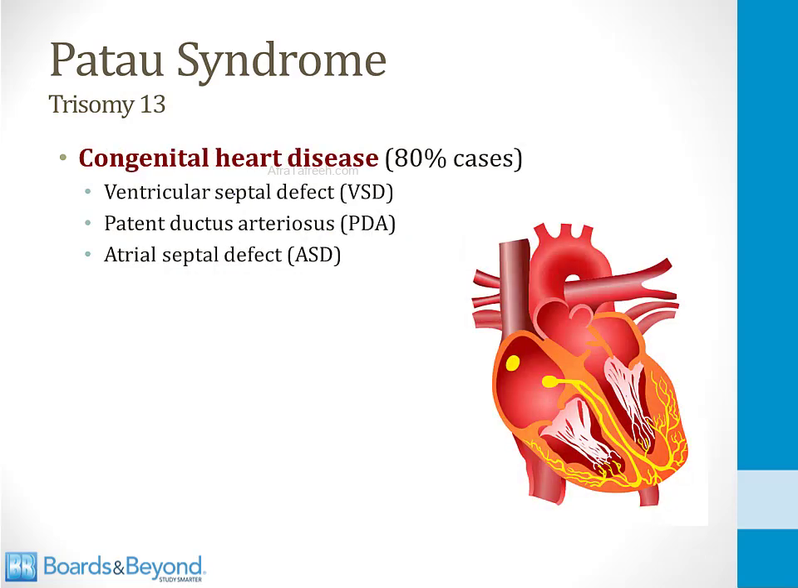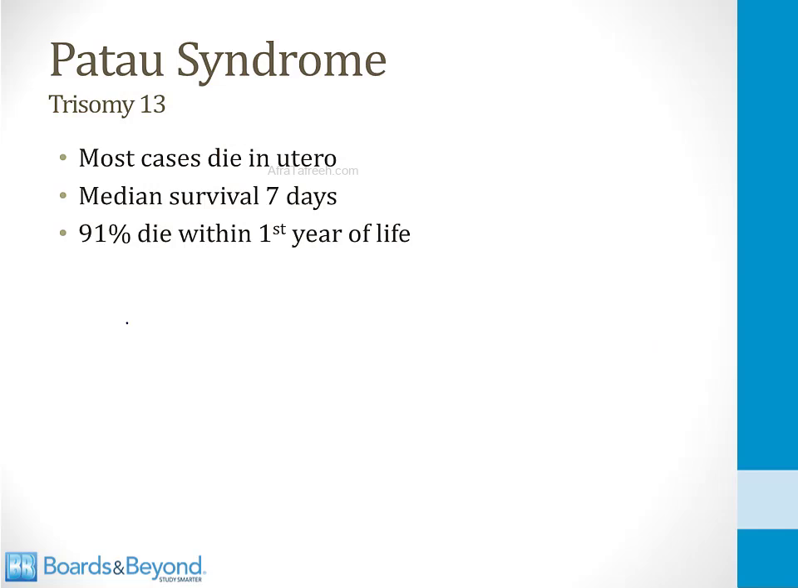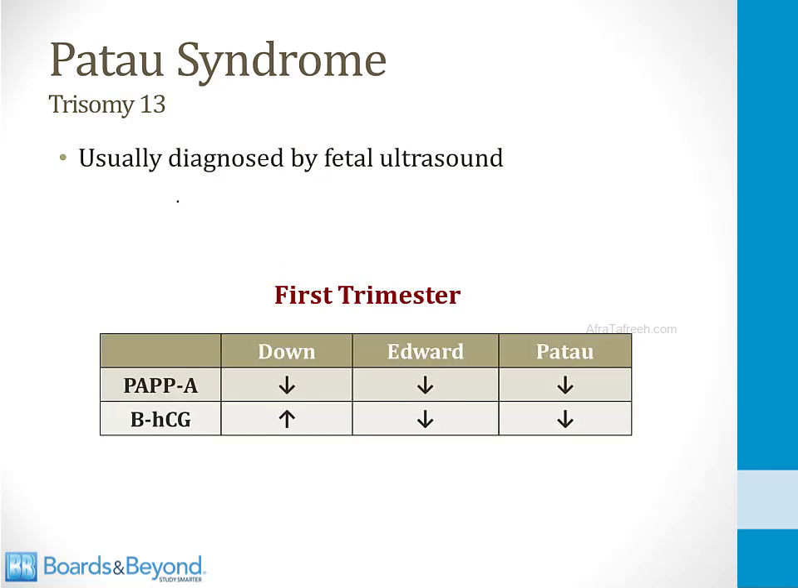Congenital heart disease is very common in trisomy 13, seen in 80% of cases. It can include ventricular septal defects, PDAs, and atrial septal defects, among many other abnormalities. As I said before, this is a very severe chromosomal anomaly. Most cases die in utero. The median survival after birth is 7 days, and 91% of babies with trisomy 13 die within the first year of life. And I mentioned this before, but usually trisomy 13 is diagnosed by fetal ultrasound.